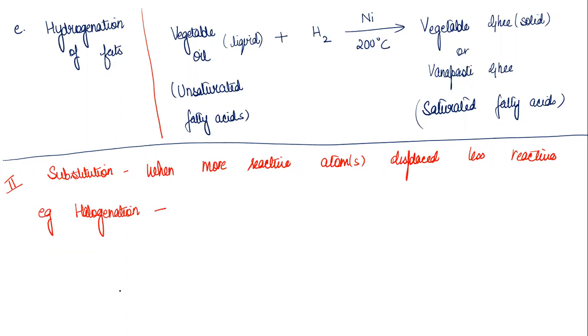Come on, you've done this in last class. I'm just doing a revision. What do you mean by halogenation? Halogens are made to react with the compound. Which compound? Saturated. Yes. If you react a halogen with an unsaturated hydrocarbon, addition reaction.